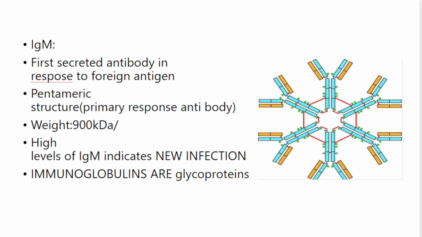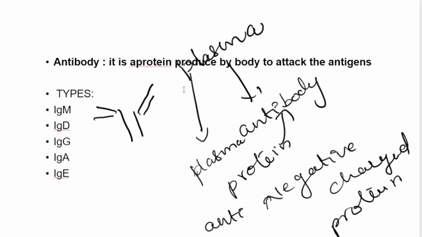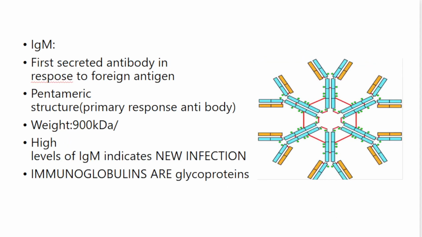Next we will discuss the different types of immunoglobulins. Today our main topic is types of immunoglobulins. 5 types are there. Those are IgM, IgD, IgG, IgA and IgE. Let us discuss IgM.